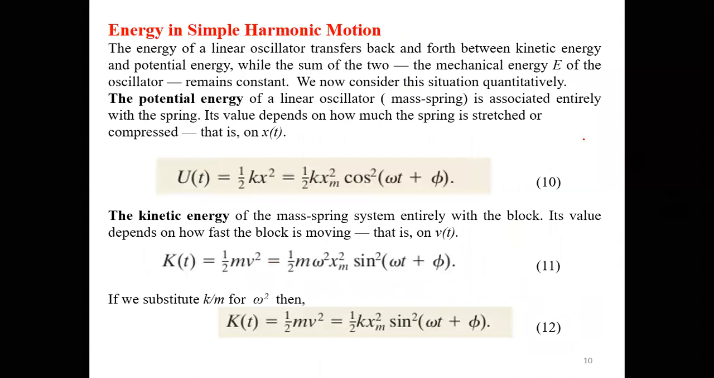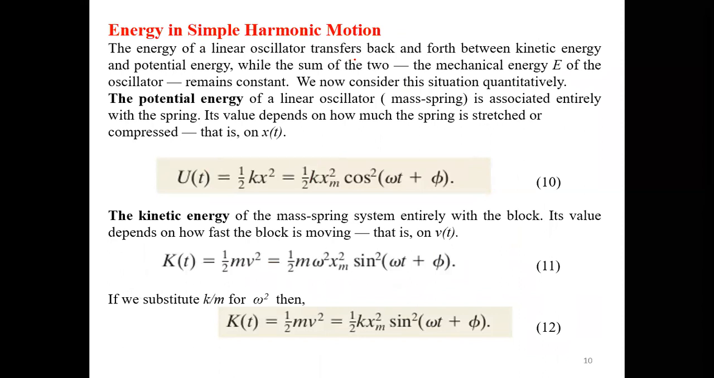Okay, so now what is the energy of the simple harmonic motion? The energy of the linear oscillator transfers back and forth, as I showed in the first figure. When it is moving back and forth, it converts energy from potential energy to kinetic energy, and kinetic energy to potential energy, and so on. And if the system is isolated from the environment, then it will move forever, if there is no dissipation of energy.